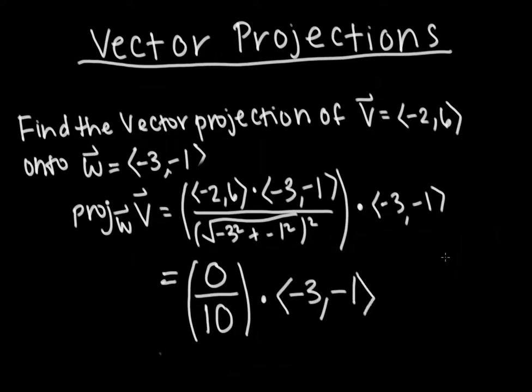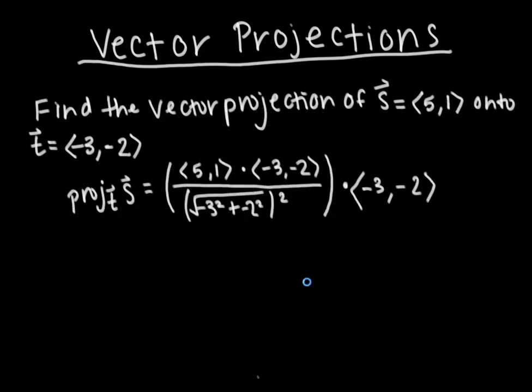And since it's 0, what happens is it cancels out. So you're going to end up with 0, 0. And that is the vector projection of vector V onto vector W.